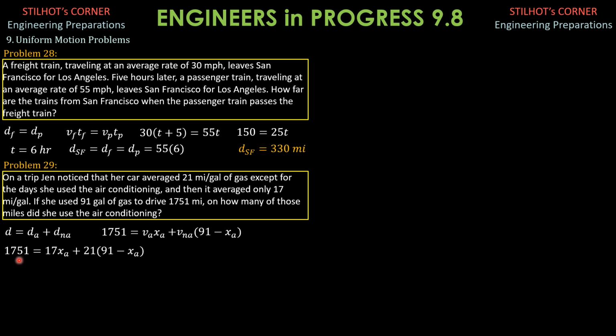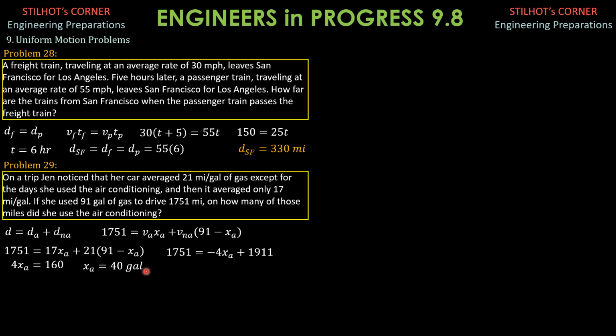Simplifying, on the right side is 17XA minus 21XA, so that's negative 4XA. Then 21 times 91 is 1911, so negative 4XA plus 1911. Transpose negative 4XA to the left, and 1911 minus 1751 is equal to 160. Solving for XA is 40 gallons.